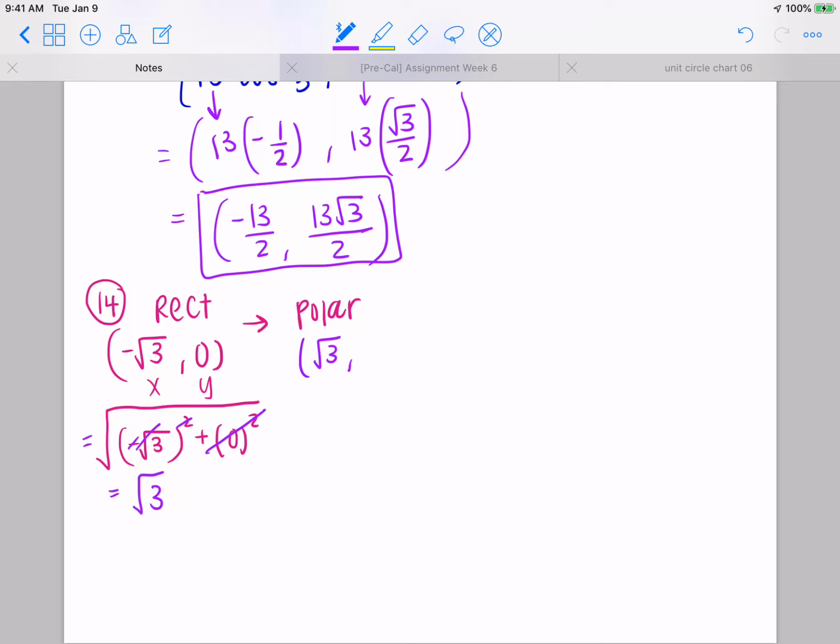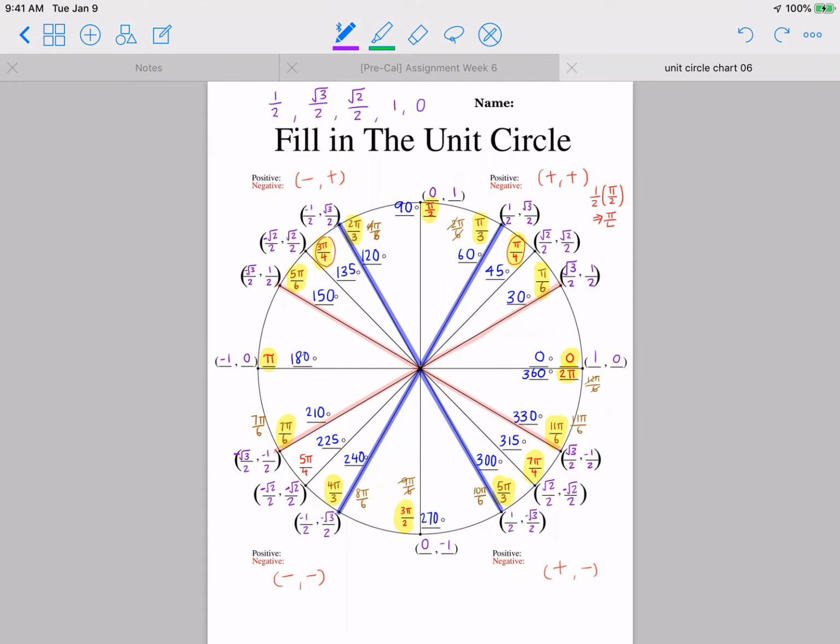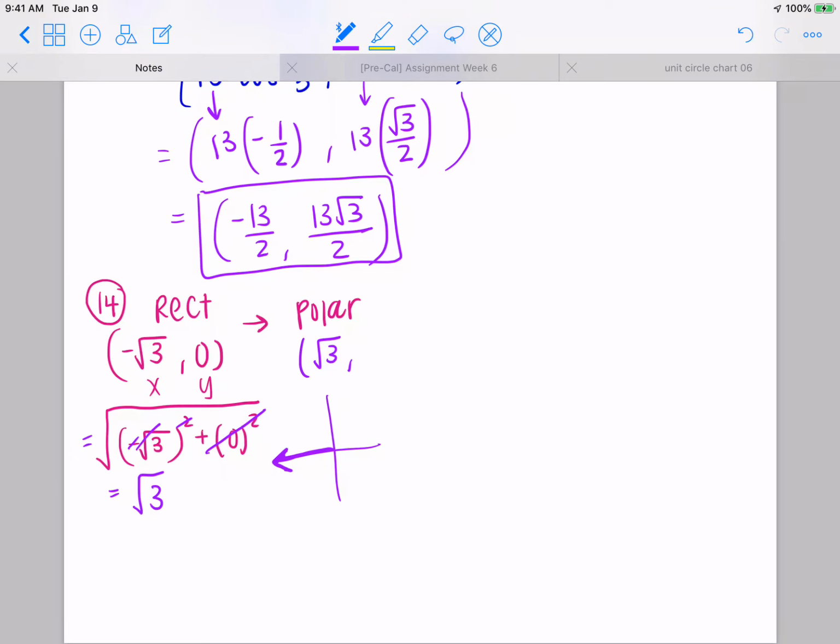Now we've got to figure out our right side. So in our picture, negative square root of 3, it's over here. We don't go up and down because it's 0. So what direction is this side in our chart? It's pi, right? So that's our answer.